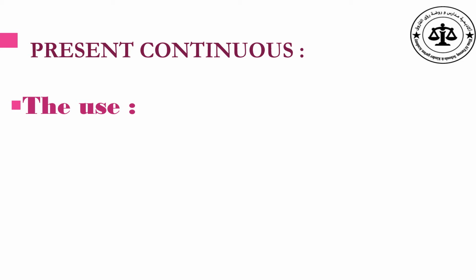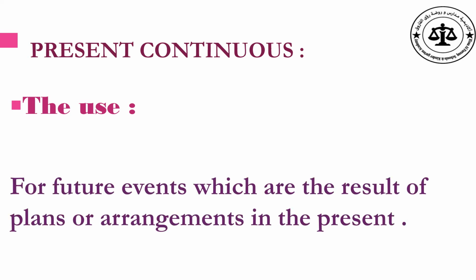We used to use present continuous if we want to talk about something that is happening now. But now we want to talk about another use of present continuous, and this is for future plans and arrangements. Plans or arrangements that I will do in the future. So, the use of present continuous for future events which are the result of plans or arrangements in the present.